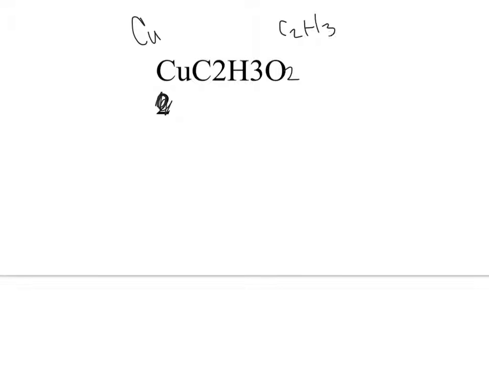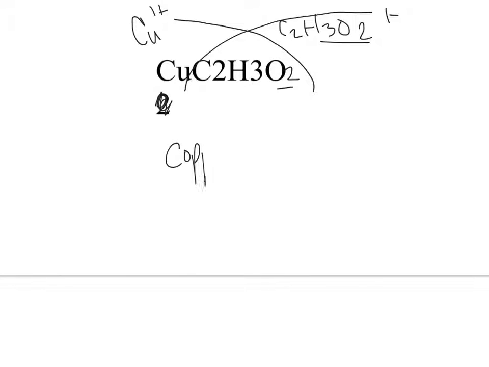The C2H3O2 comes up here. There's an understood 1 that goes up to the acetate. That is its charge. There is a 1 behind the acetate. This 2 doesn't move. It's part of the acetate formula. And so this is copper, and then Roman numeral 1, acetate. Copper 1 acetate.